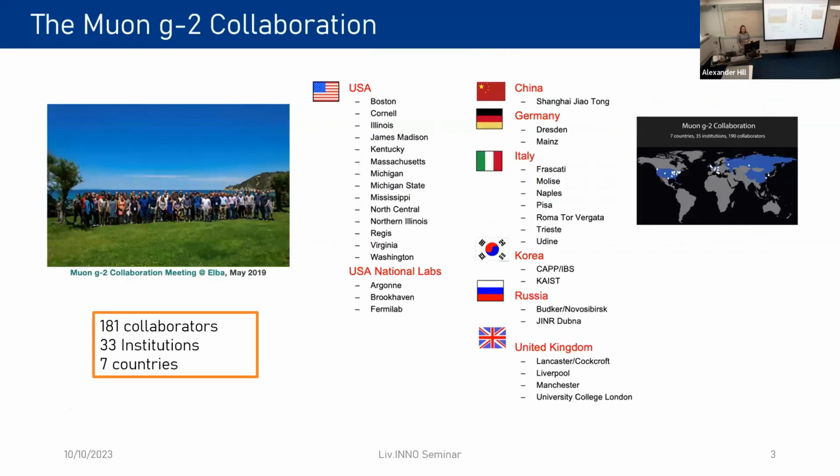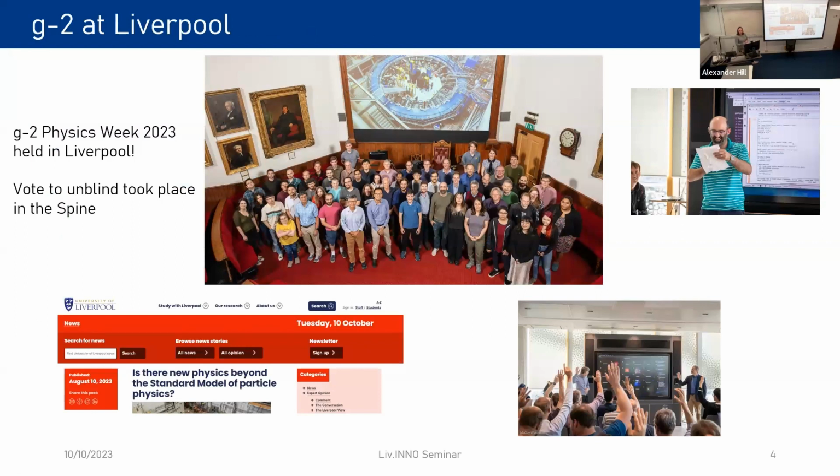So just to introduce you, this is the Muon g-2 collaboration. We're composed of 181 collaborators, approximately, over 33 institutions in 7 different countries. So here's Liverpool down here, and here's a picture of the collaboration in 2019, when we were very lucky to be able to go to Elba for a collaboration meeting, which is in Italy, so that was rather nice. Recently, if you were here in the summer, you might have seen a lot of Americans walking around excitedly whispering to each other, and it's because we had the g-2 Physics Week here in Liverpool.